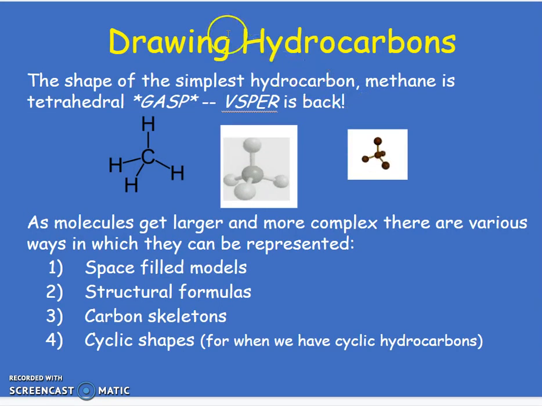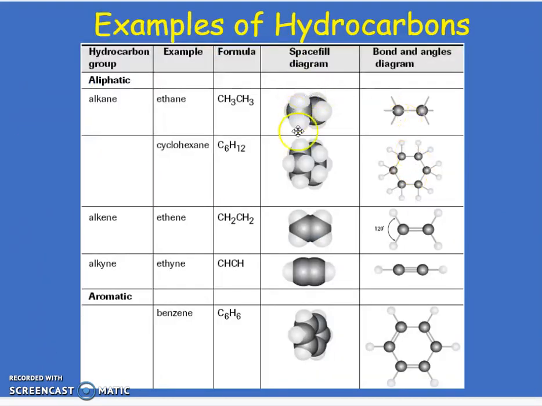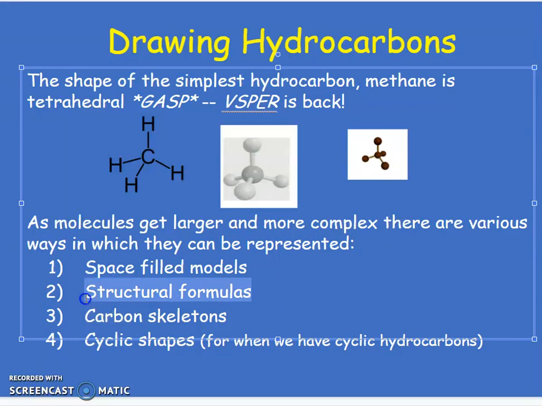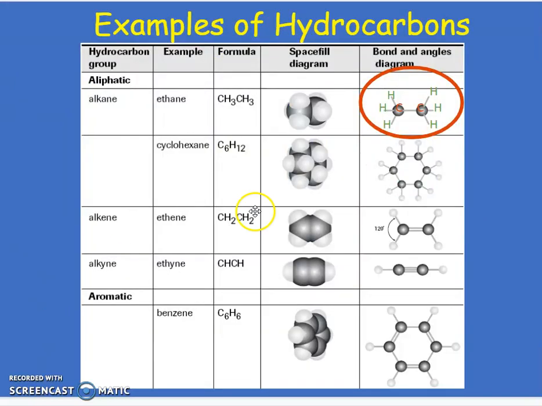Okay, so as I mentioned, we've already talked about the shapes, but when you have carbons that are making all 4 sigma bonds, we know we have a tetrahedral shape. There's a whole bunch of different ways that we can draw and represent molecules. We can use a space-filled model, something like this. I'm never going to expect you to draw that, but when you're looking at it, you should understand what it is. Structural formula means that you are writing out the formula, right? So for example, something like this, CH2, CH2. That's a structural formula.